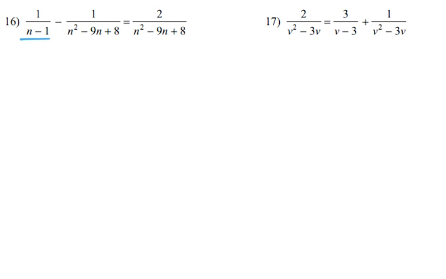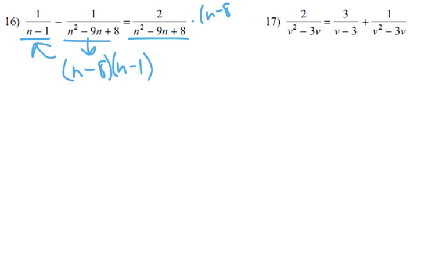So remember on these ones, okay, let's simplify that. That would be n minus 8 times n minus 1. So that would work for this one, so that's what we're going to multiply everything by. We're going to times everything by n minus 8 times n minus 1. Now by doing that, these two are definitely going to cancel completely, right? Because that's what they are.